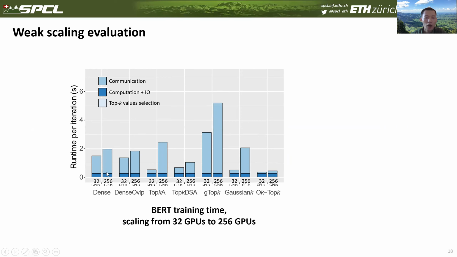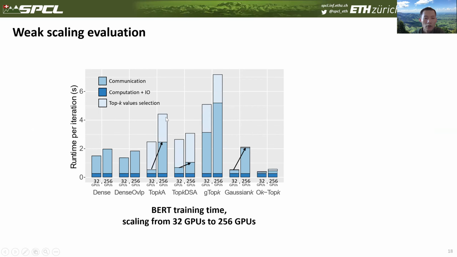Furthermore, we show the result on 256 GPUs. We can see as the number of GPUs increases to 256, the communication overhead for TopkA and GaussianK increases significantly. This is because these two algorithms both use allgather-based Sparse Allreduce, in which the bandwidth overhead is proportional to the number of GPUs used. And for TopkDSA, because it suffers from a fill-in issue, the communication overhead also increased significantly.